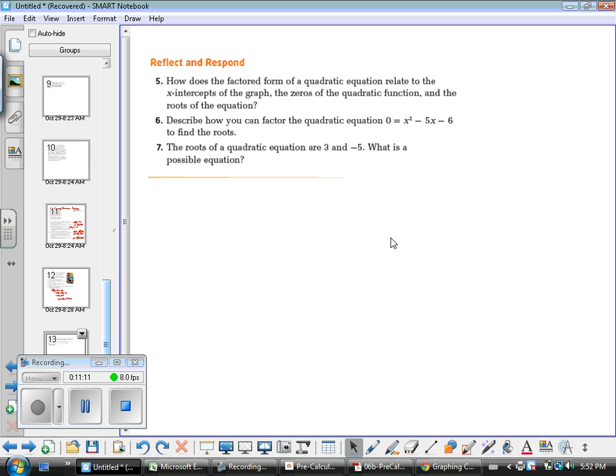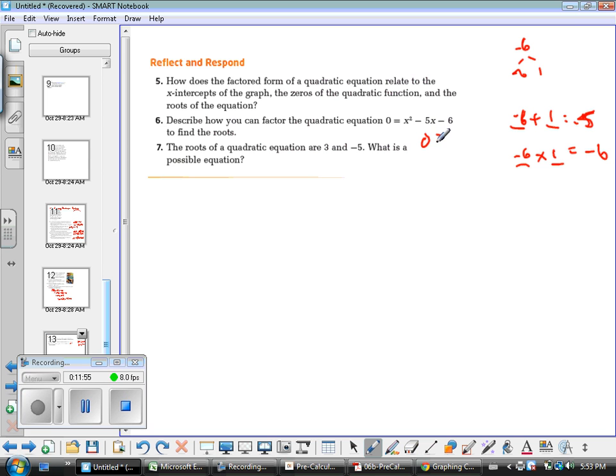Describe how you can factor this quadratic equation, x squared minus 5x minus 6. The way that I would do that, I hope everybody's familiar with this method, is to ask what are two numbers that add together to give me negative 5 and multiply to give me negative 6. So I'd be thinking of the factors of negative 6, and I would go negative 6 and 1, and that works pretty well. It's the first one I thought of. Negative 6 plus 1 equals negative 5, and negative 6 times 1 equals negative 6.